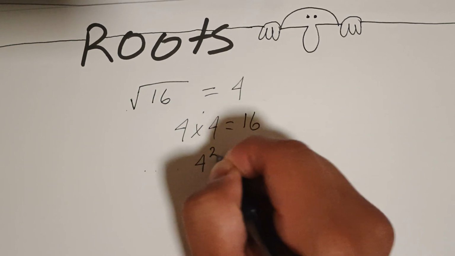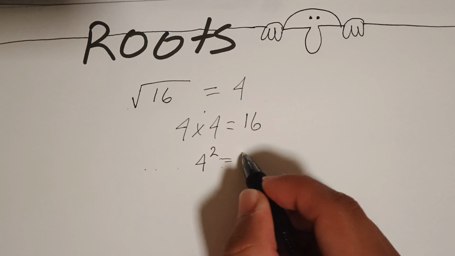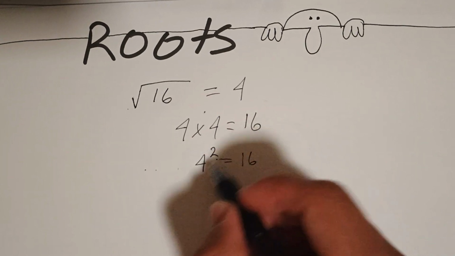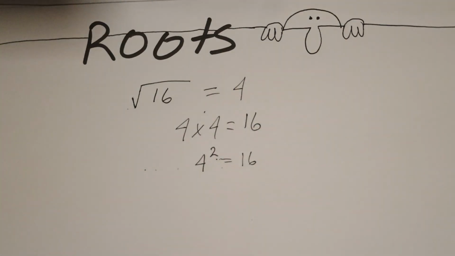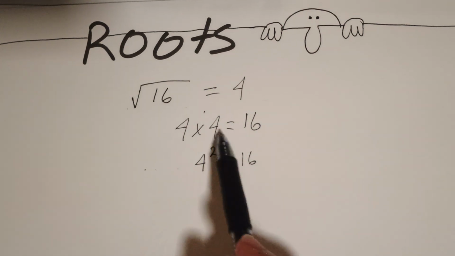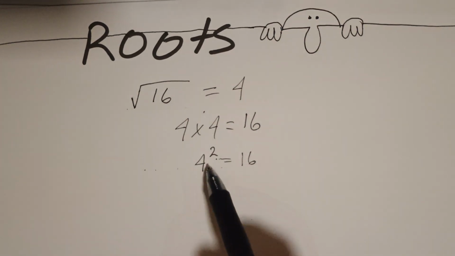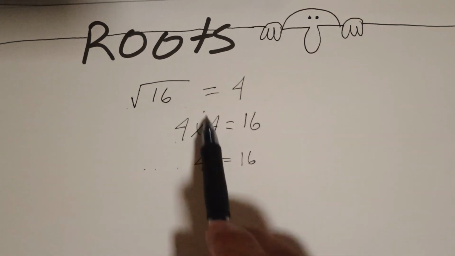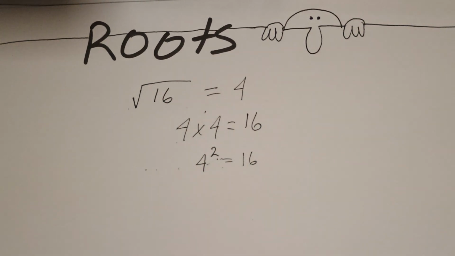And of course, 4 squared is 16, right? Because this expanded out, like if I made it longer, it'd be this, right? These two are the same thing, which is 4 times 4, right? 2 times. This is what this exponent means, of course, if you watched the video.